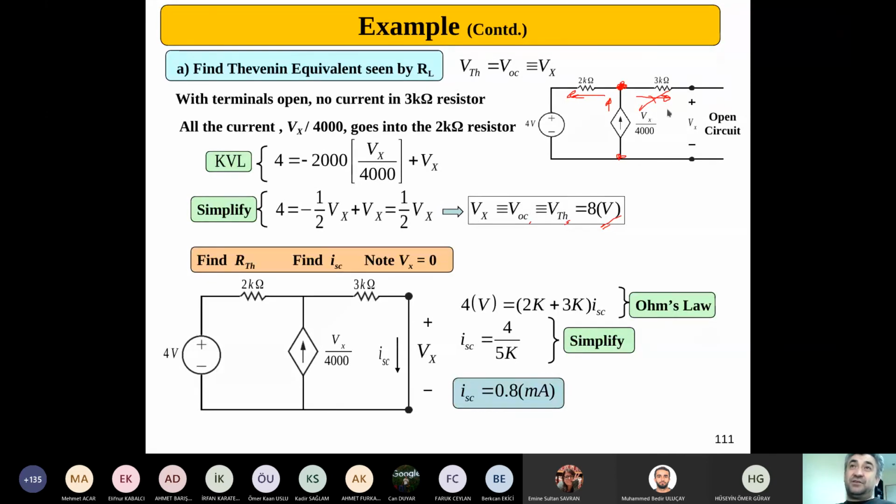To find the current, just short circuit those two terminals. That's what we did in here. And just do the same analysis this time by assigning a node in here. Let's say it's node 1. The voltage on node 1, something went wrong.